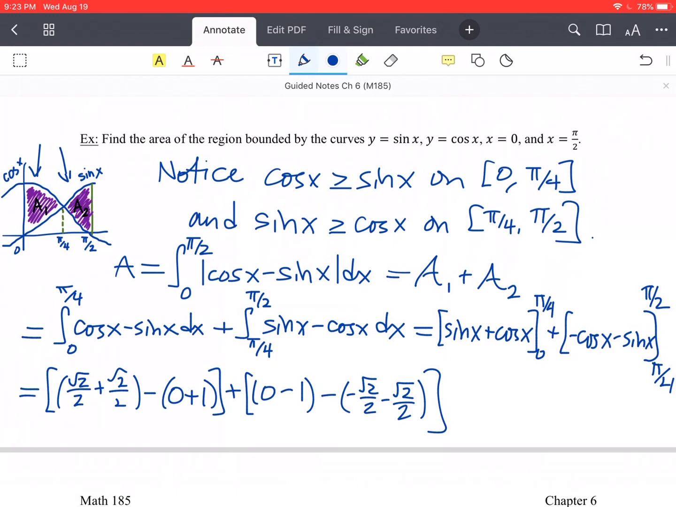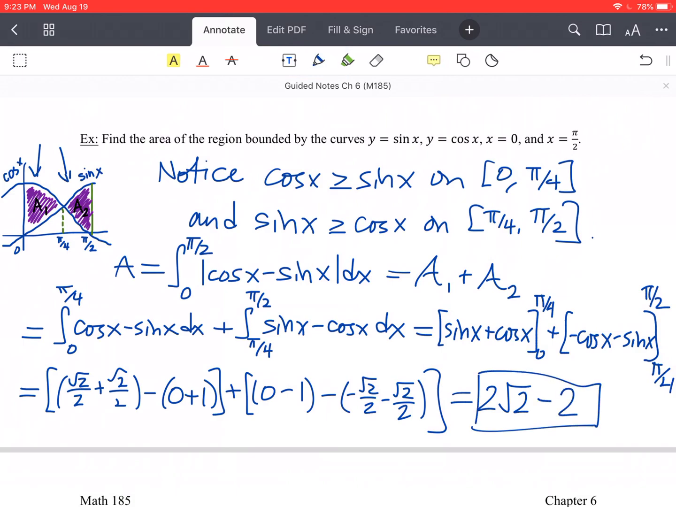Alright. And you might notice, remember what I mentioned earlier about these areas would cancel out if you tried to do it all at the same time. Notice that this one is actually the same as this in a different order. So what we end up getting here is 2 root 2 minus 2, if you simplify that down fully. So there we have the area between the curves of sine and cosine from 0 to pi over 2, taking into account the fact that they change position.